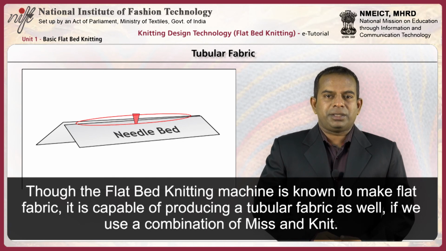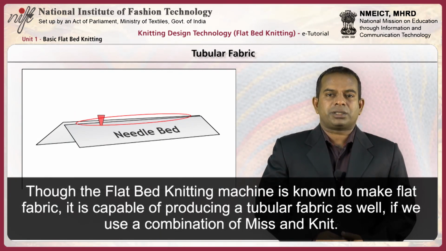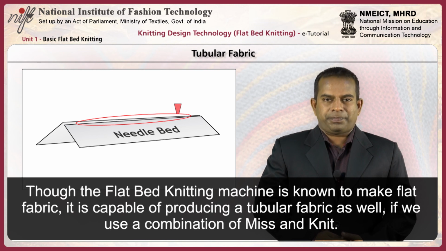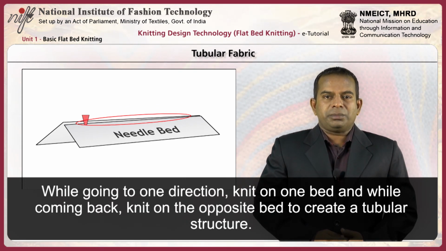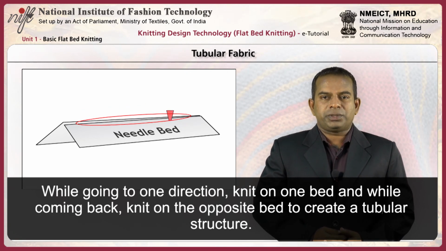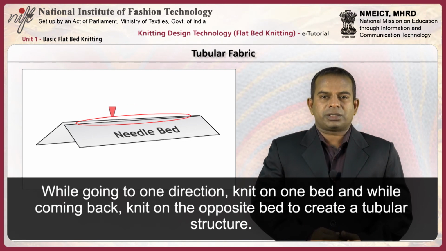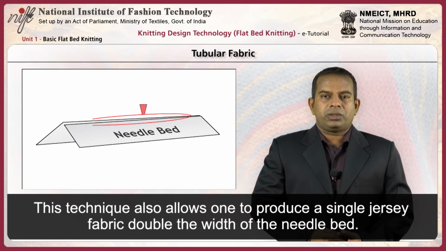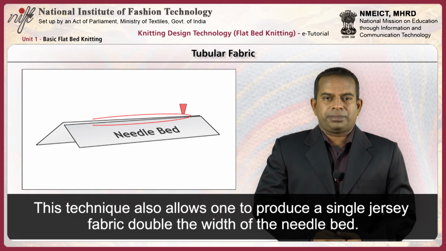Though the flatbed knitting machine is known to make flat fabrics, it is capable of producing a tubular fabric as well by using a combination of mess and knit. While knitting odd number of courses, knit on one bed, and while knitting the even number of courses, knit on the opposite bed to create a tubular structure. This technique also allows one to produce a single jersey fabric with double the width of the needle bed.